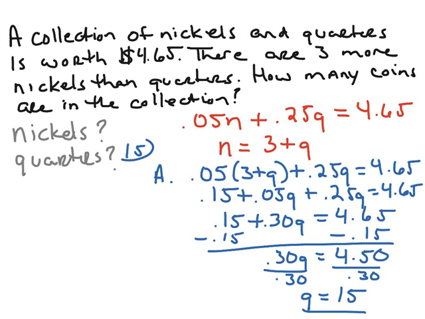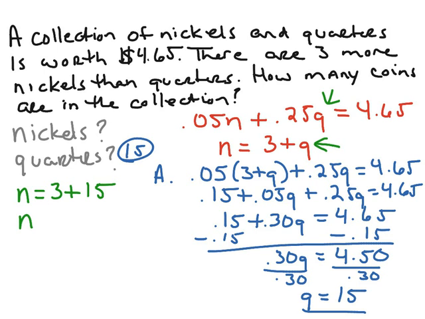So now I know I have 15 quarters in this collection, but I still need to figure out how many nickels are in this collection. To do that, I'm going to take this 15 and substitute it back into one of the equations I originally had. I can put 15 in for this Q or for this Q. It's whichever equation I think looks easier to work with. In my case, I like that second equation. So I'm going to replace that Q with 15, because we've already established we have 15 quarters.